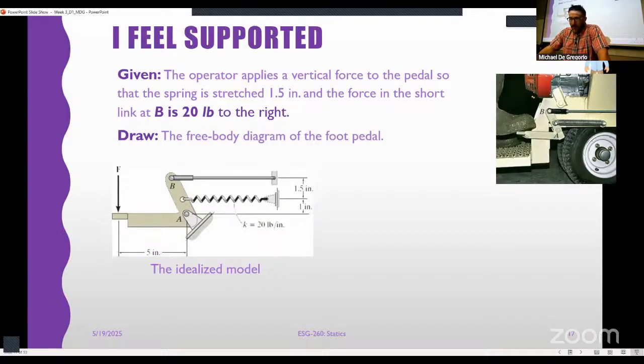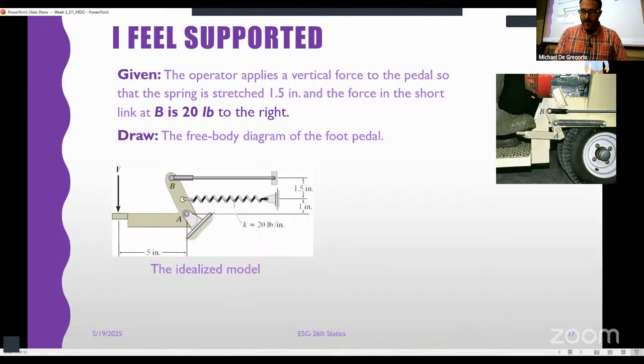We want to draw a free body diagram for this foot pedal. That's what we're going to do. We're also going to solve for the forces because it's more fun. That's really it. All right. So first things first, let's draw a free body diagram.